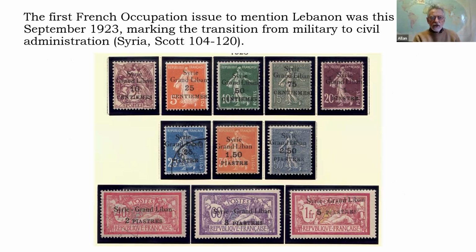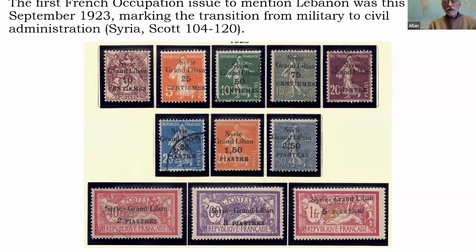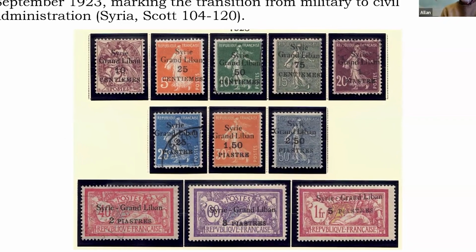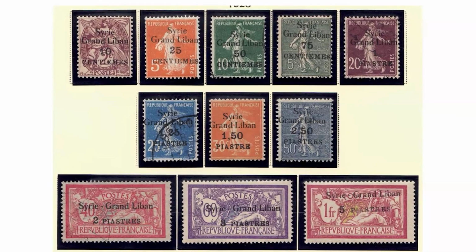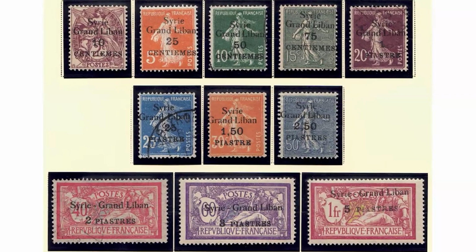The first French occupation stamps to mention Lebanon were these. And these are still listed in catalogs under Syria, labeled Syria Grand Liban. It was all one territory at that point, and separate stamps had not yet been issued, but Lebanon is mentioned for the first time.